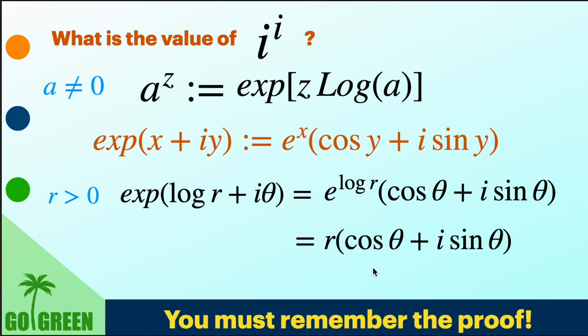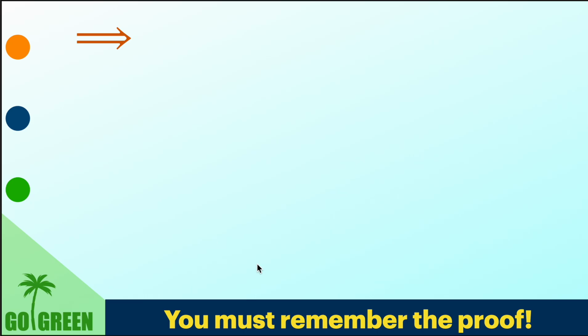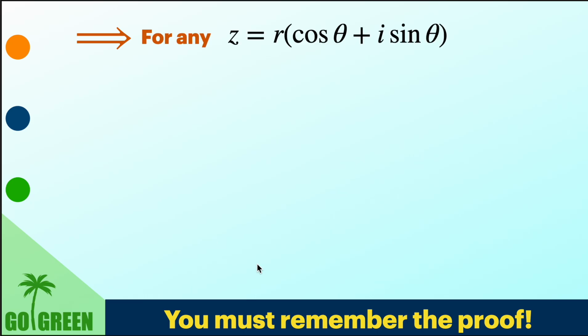And we see that for any r cos theta plus i sin theta, we have a complex number log r plus i theta, whose exponential gives you the complex number back. So what does this imply? This implies, for any complex number z equal to r cos theta plus i sin theta, which is not 0, because if it is 0, r will be 0, and we cannot take log of that, right? Therefore this is not 0, but any complex number other than 0.